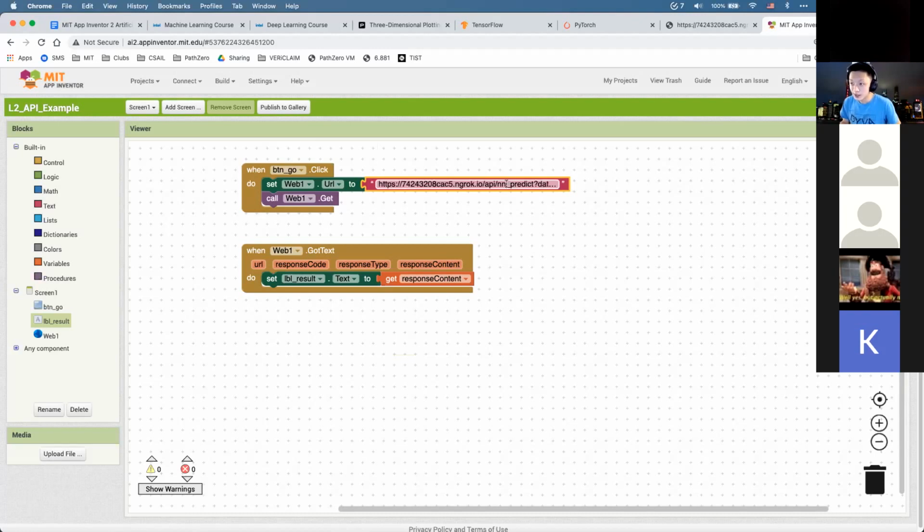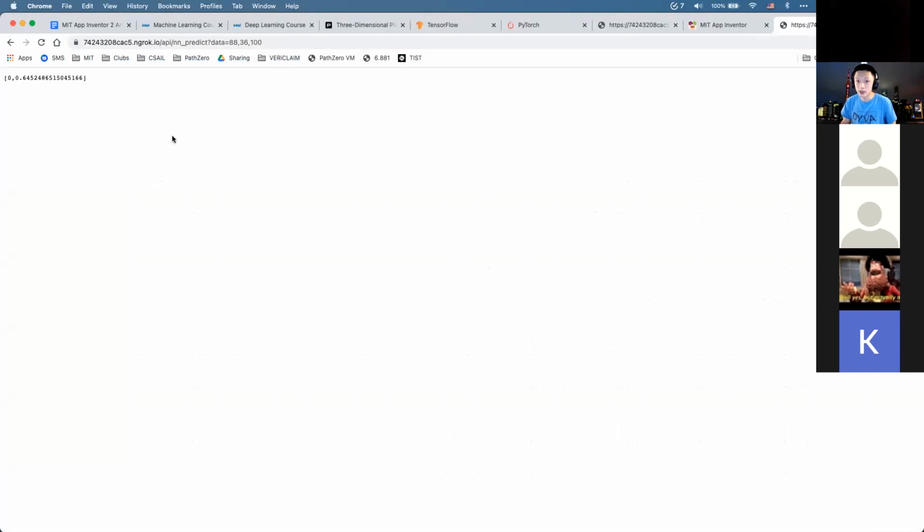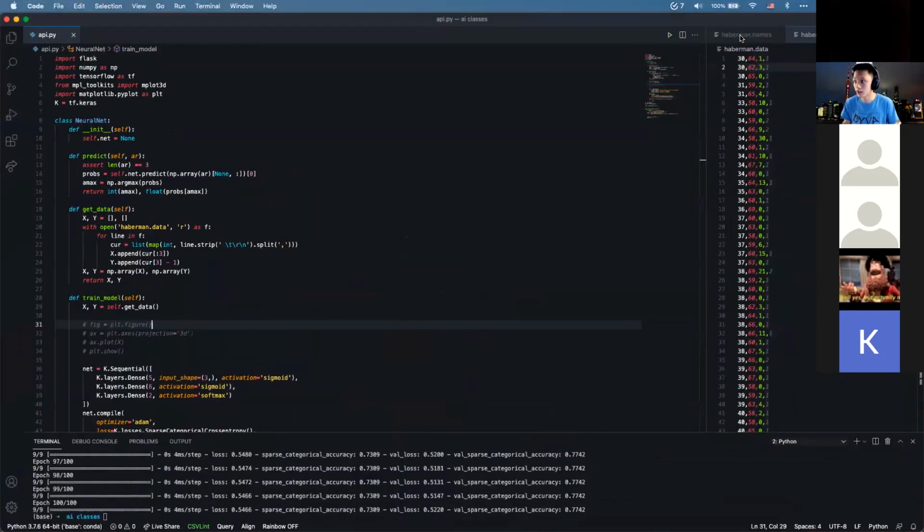So this thing, if you actually put it in your browser, you should get a result. And this result gives you two values. It gives you 0, which is either 0 or 1, whether they lived or they didn't. And then this is a probability of that decision. So you have a 64% chance of 0. I don't remember what 0 was. Let's see what it is.